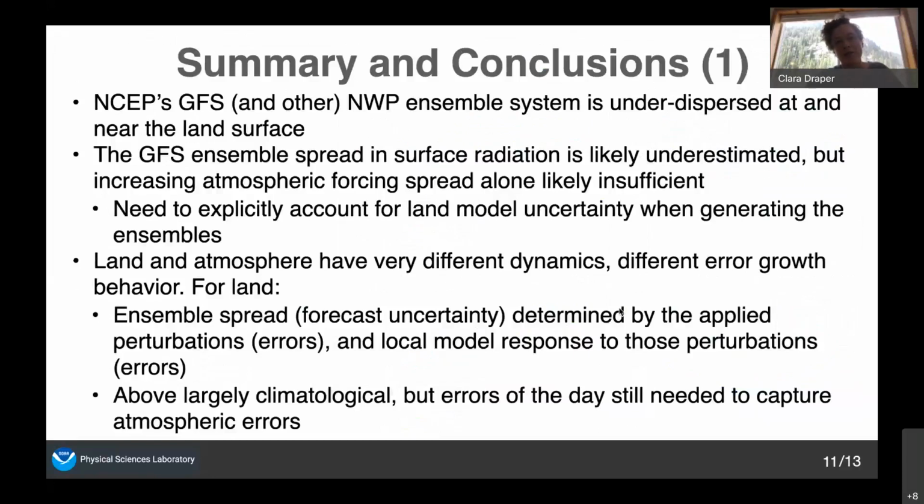NCEP's GFS NWP system and also all others are under-dispersed at and near the land surface. Looking at the spread in the atmospheric fields, it looks like the surface radiation is underdetermined.